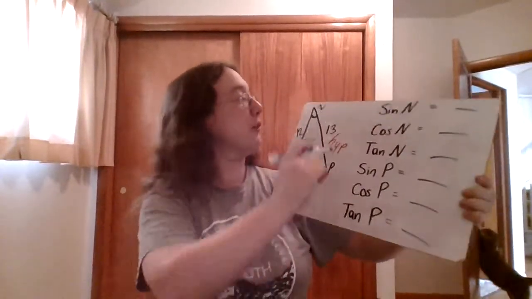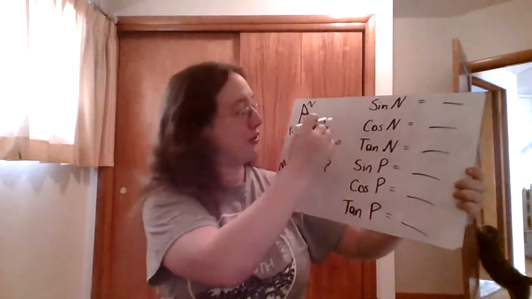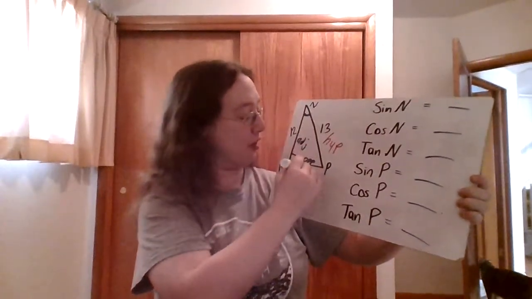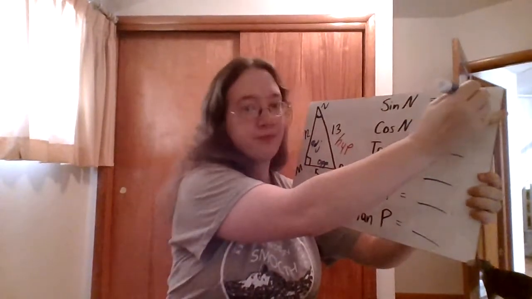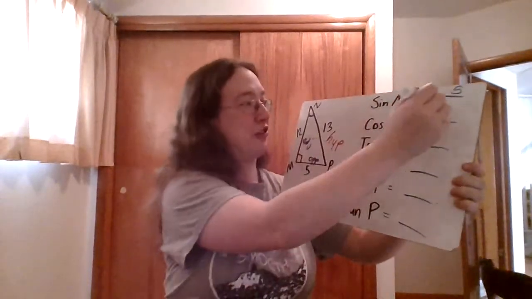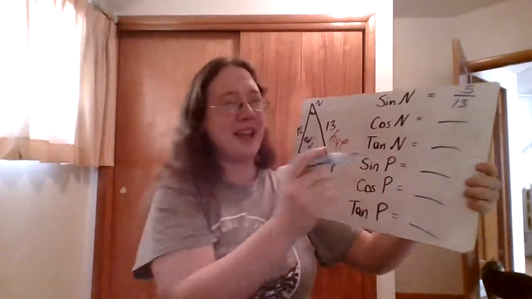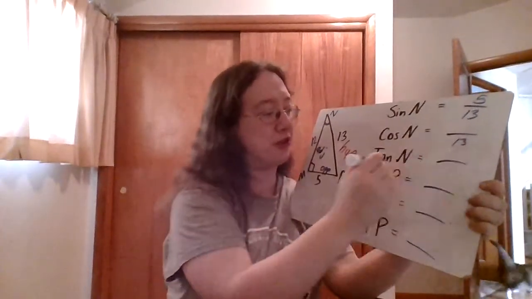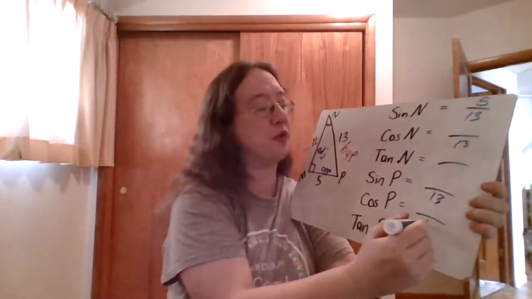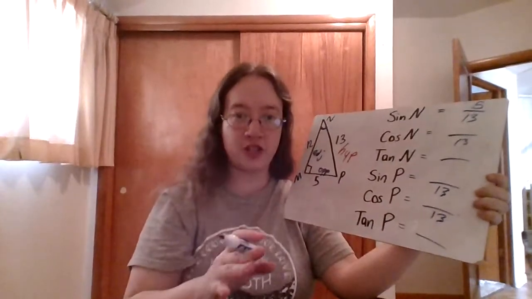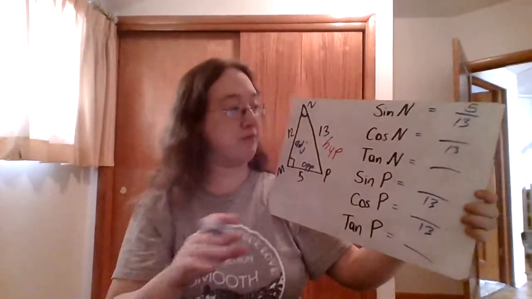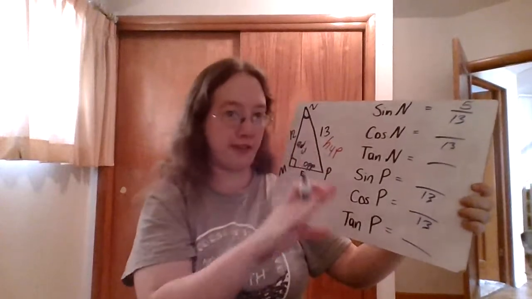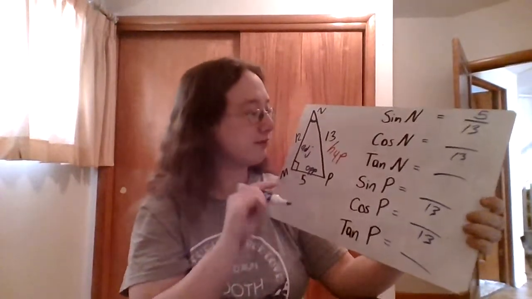Okay, so if we're looking for the sine of n, your sine is your opposite over your hypotenuse. So opposite is 5, and your hypotenuse is 13. So anything that's over hypotenuse, you can really just go ahead and fill in those 13s right away. Sines and cosines are both over your hypotenuse. So that should just be over 13 automatically. So these two and these two, the same thing should be on the bottom of those.